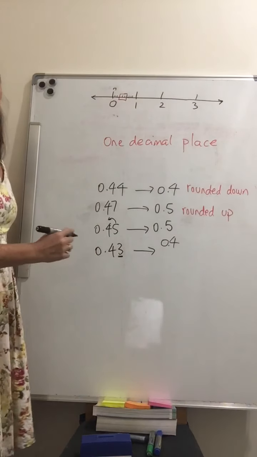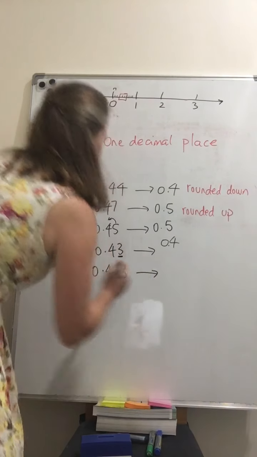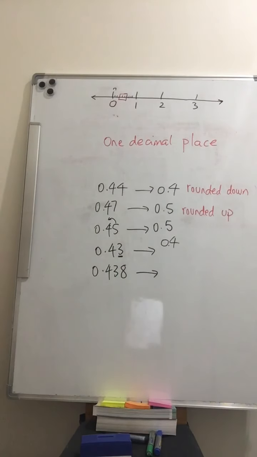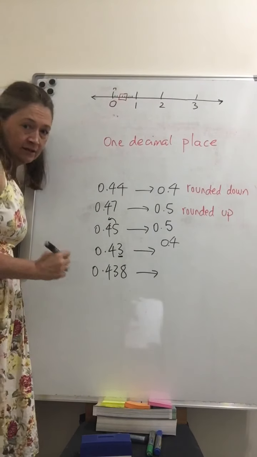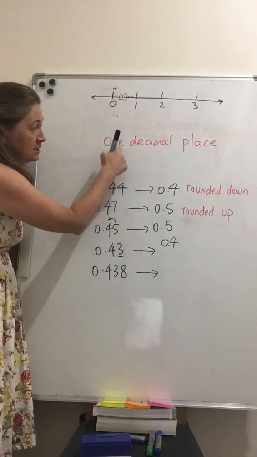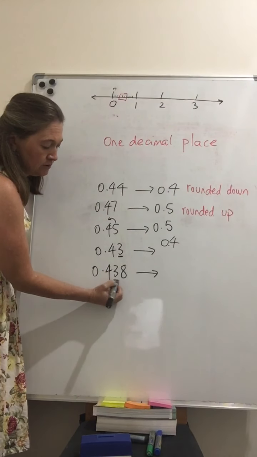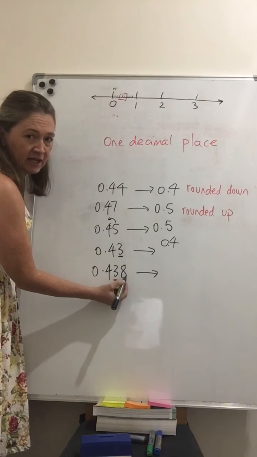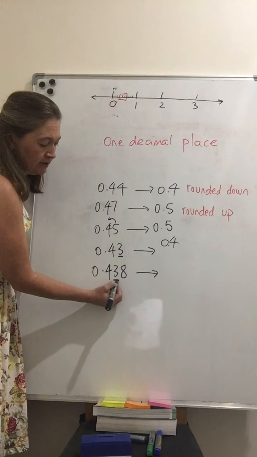Well, what happens if I have 0.438? We've got an 8 in there. That's a big number. That's bigger than 5. Well, again, we're rounding to one decimal place. Now the 4 is in the first decimal place. What's next door? We don't actually care that the 8's there. It doesn't really matter. We're not interested. All we're interested in is this guy here, right next door.